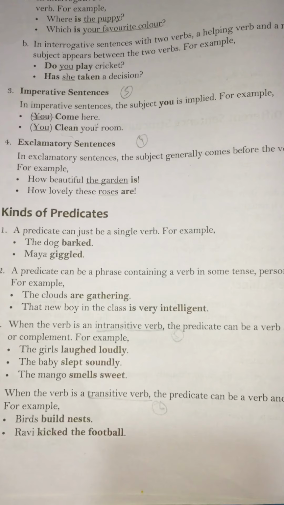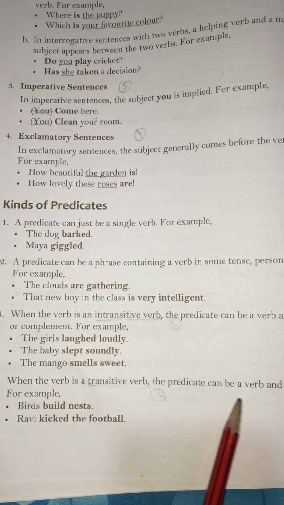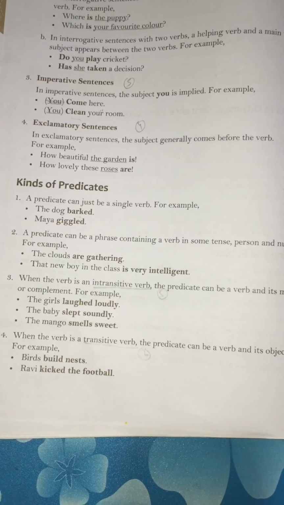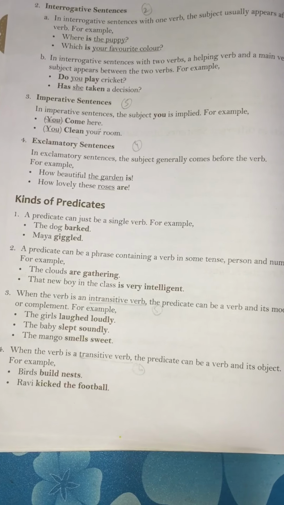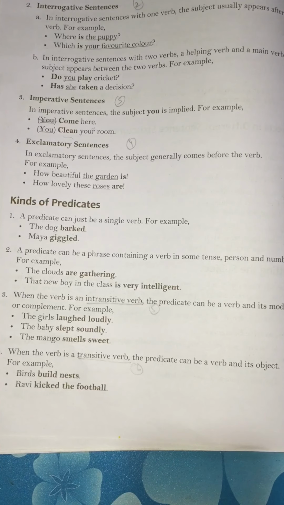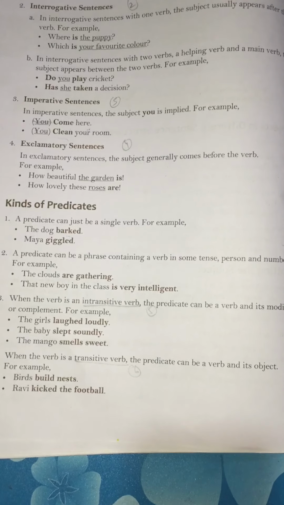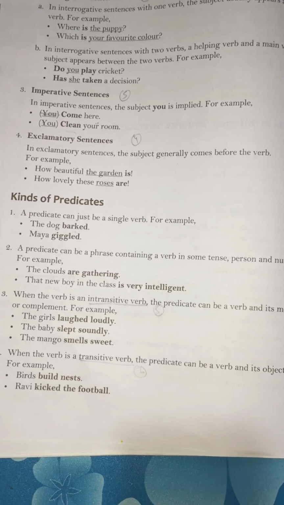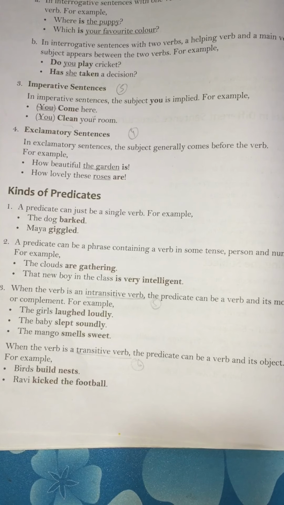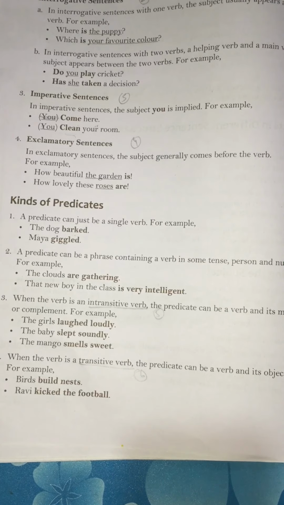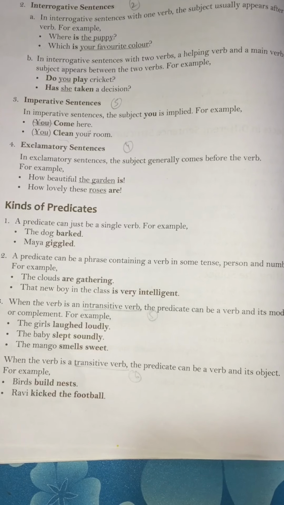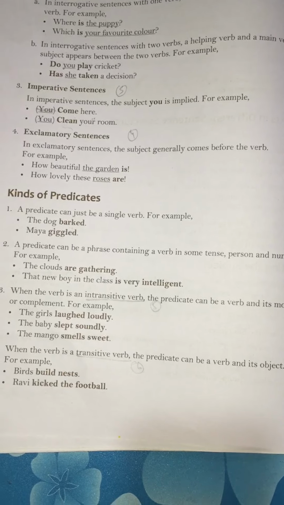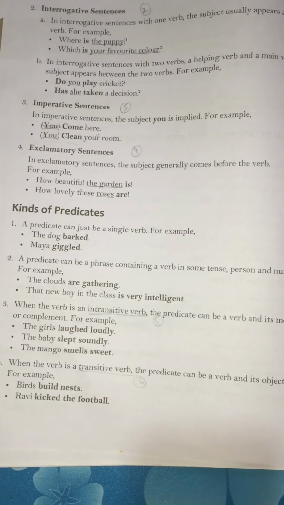Now, when the verb is a transitive verb, the predicate can be a verb and its object. So, what do you understand by transitive verb? A transitive verb is a verb that requires a direct object, which is a noun, pronoun or noun phrase that follows the verb and completes the sentence's meaning by indicating the person or thing that receives the action of the verb. And the direct object typically answers the question what or whom. So this is the meaning of transitive verb.